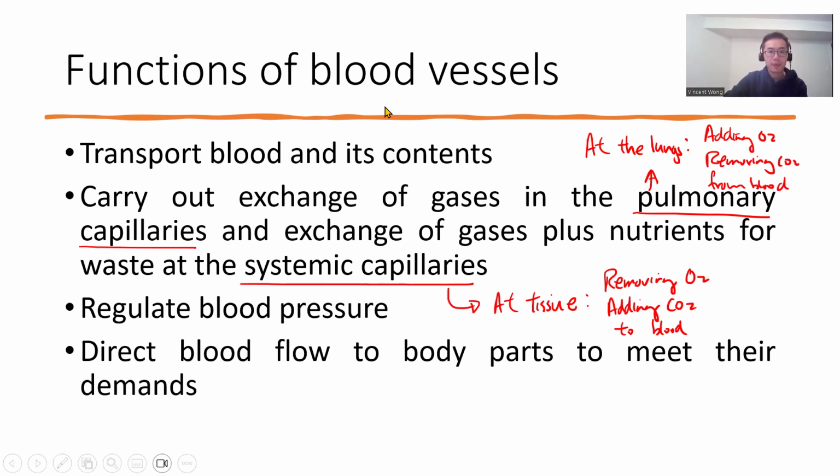Okay, next, blood vessels can help regulate blood pressure, and more on that later, but they can get bigger or smaller, which in turn changes the blood pressure. And blood vessels can also direct blood flow to where they are most needed in the body. Right? Your body doesn't need 100% blood delivery at all times.